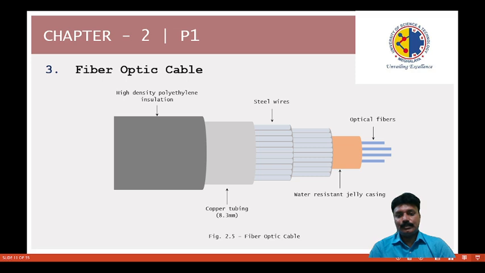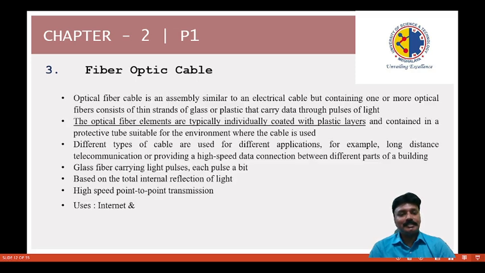Now where exactly is this used, and the points we can see here. A fiber optic cable is an assembly similar to an electrical cable, but containing one or more optical fibers, which consist of thin strands of glass or plastic that carry data through pulses of light. As I already said, the pulses are zeros and ones, on and off, by using the cladding. The optical fiber elements are typically individually coated with plastic layers and contained in a protective tube suited for the environment where the cable is used.